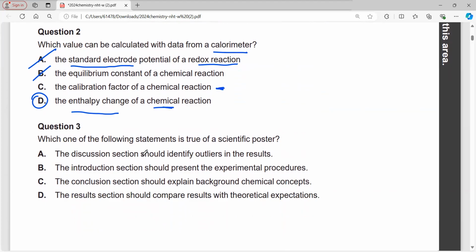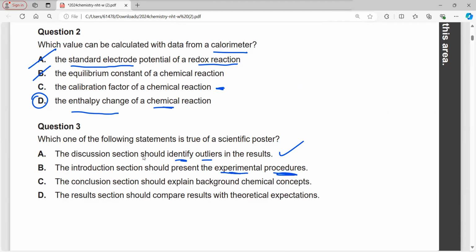Okay. Which one of the following statements is true of a scientific poster? The discussion section should identify outliers in the results. That's pretty true, right? The discussion should really identify what the outliers in the results were, explain why they were there, and how we can go about mitigating them or making sure that they do not exist the next time we do the experiment, right? The introduction section should present the experimental procedures.